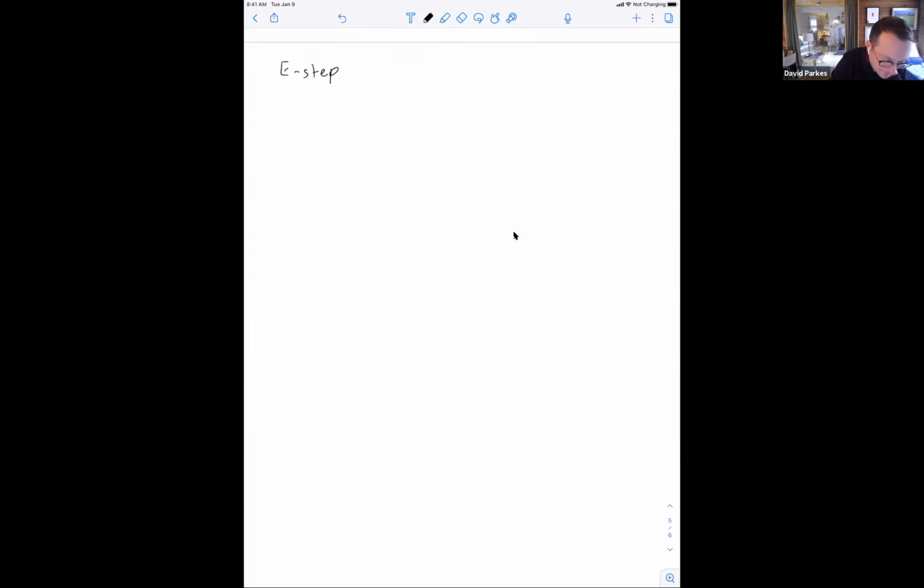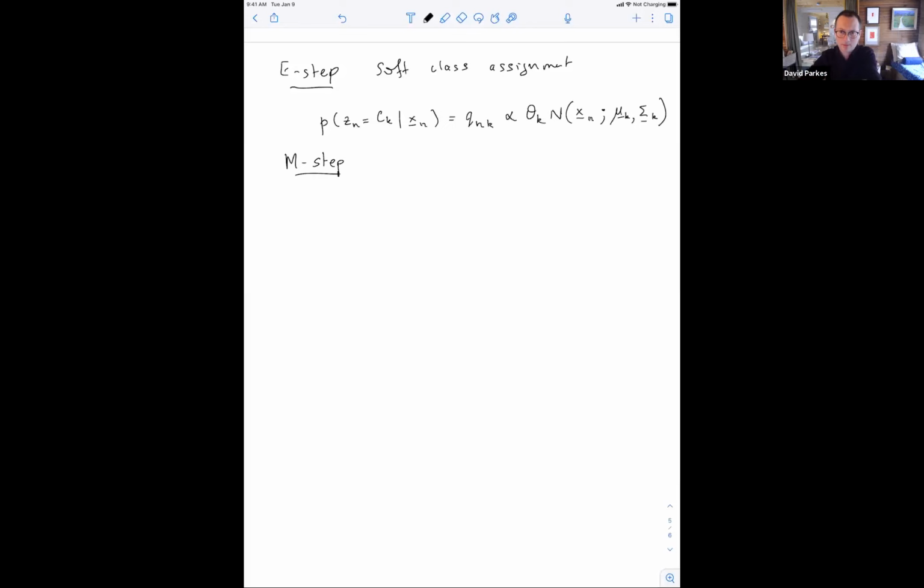So the E step is going to do a soft class assignment. P of Zn equal class K, which we'll write as Q_nk. So we're using Qs for the soft assignment, not the hard assignment, is proportional to theta_k and then the normal density in that component. That's our E step. Soft assignment using Bayes to understand which components the examples should live with.